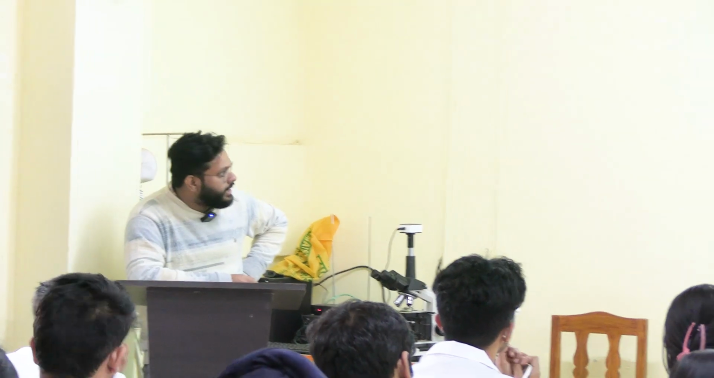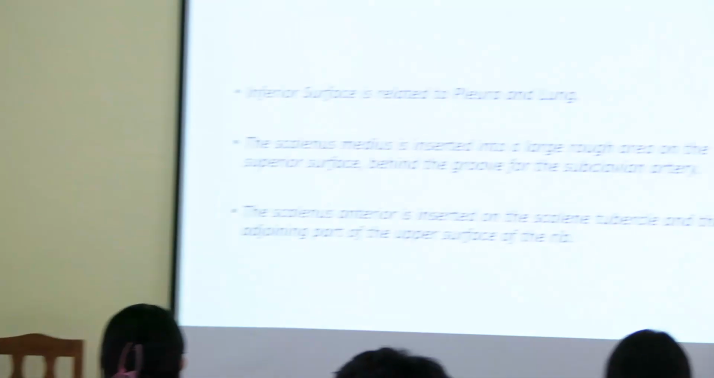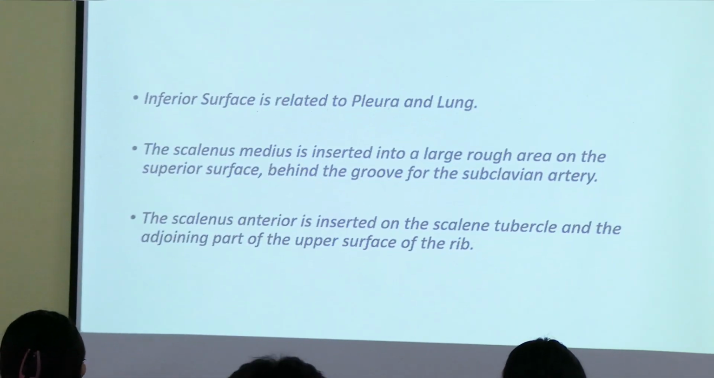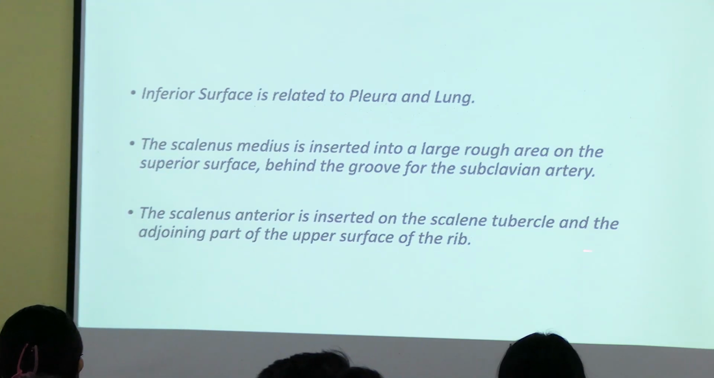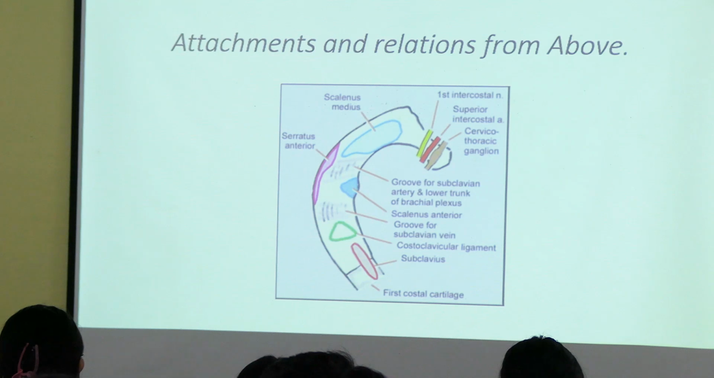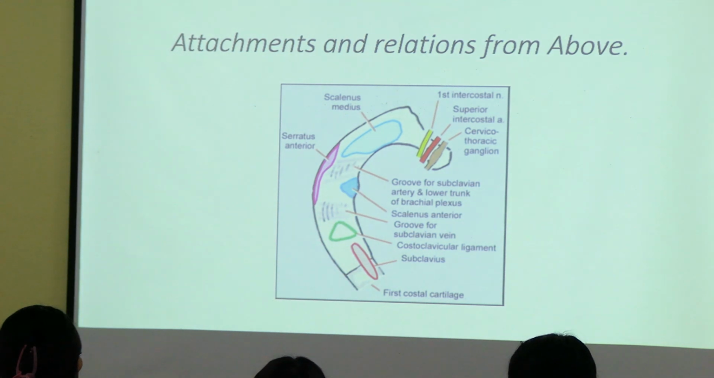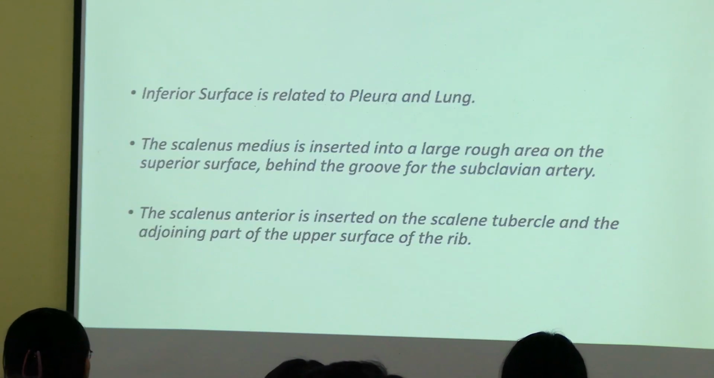Then the scalenus anterior is inserted into the, पहले भी बताया कहाँ पर होता है? Scalenus anterior is inserted in the scalene tubercle and the adjoining part of the upper surface of the rib. ठीक है? कहाँ पर है? Scalene tubercle is present between the groove for subclavian vein and artery. तो वहाँ पर कौन सा मसल होगा? Scalenus anterior.